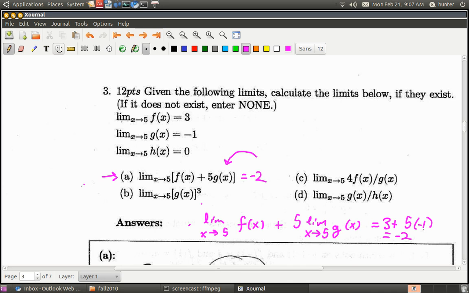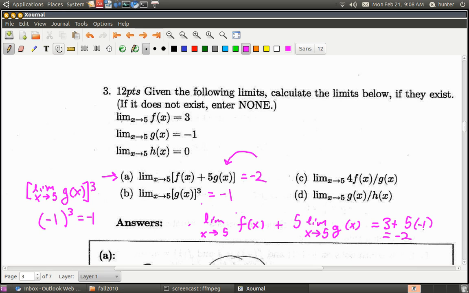Alright, and now let's look at B. So B works the same way. The limit of the cube is the cube of the limit. So if I wanted to, I could rewrite this thing as the limit as x goes to 5 of g of x, cubed. Okay, so since g of x goes to -1, this is just the same thing as -1 cubed, and that's the same thing as -1. So B here is -1.